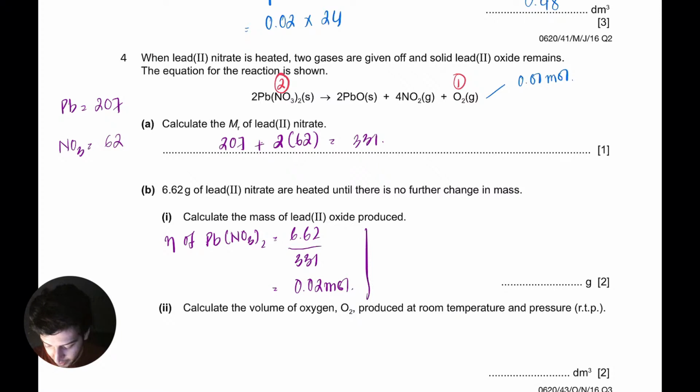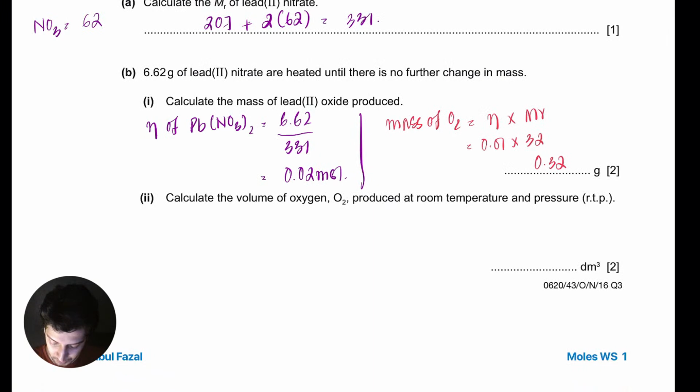Let's get orange out. The mass of oxygen produced is just going to be moles times the MR, same equation rearranged, 0.01 times 32, which is just 0.32 grams. I'll confirm using a calculator. Yeah, 0.32 grams.